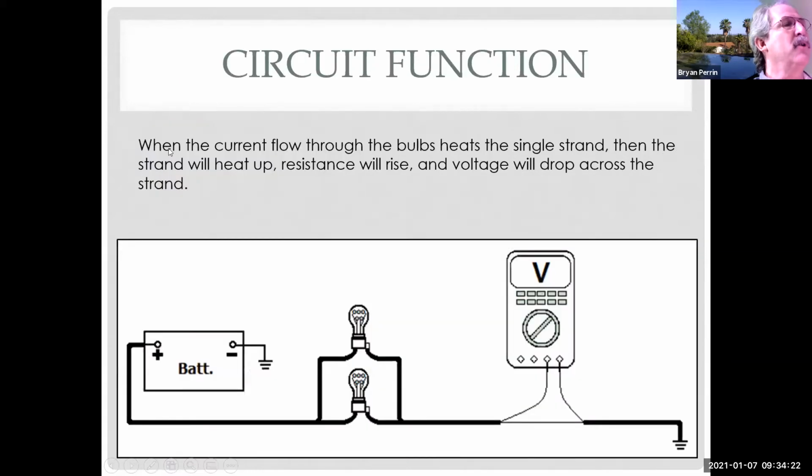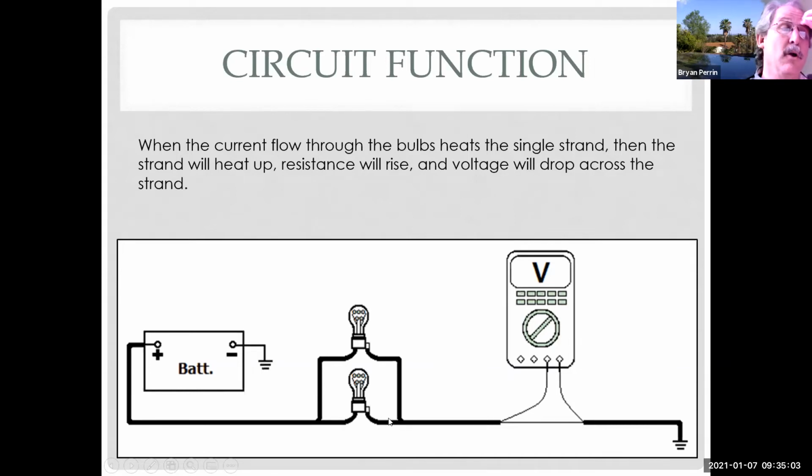Okay, so circuit function. When current flows through the bulbs and heats up a single strand, the strand will heat up, resistance will rise, and voltage will drop across the strand. So here I have an example of the wire that we just had in the last picture. If I have the wire, in this case on the ground side, and there's only one little strand connecting it, I would use a good part of my voltage across that strand, because as that strand heats up, the resistance will rise and the voltage will drop across it. And so my light bulbs might not light up, and yet it's because I have a single strand.